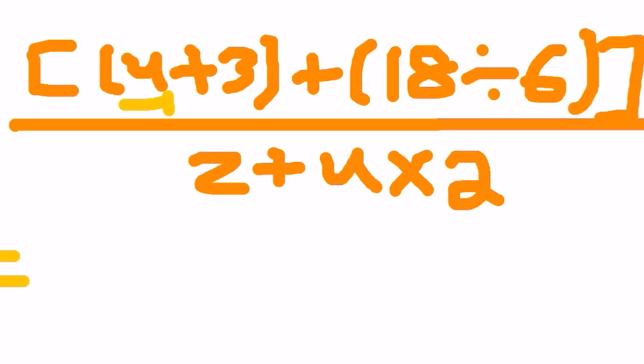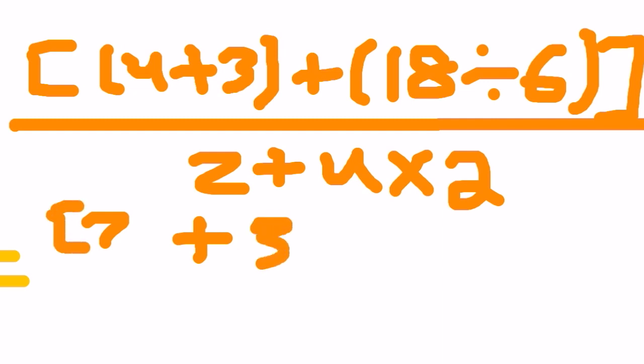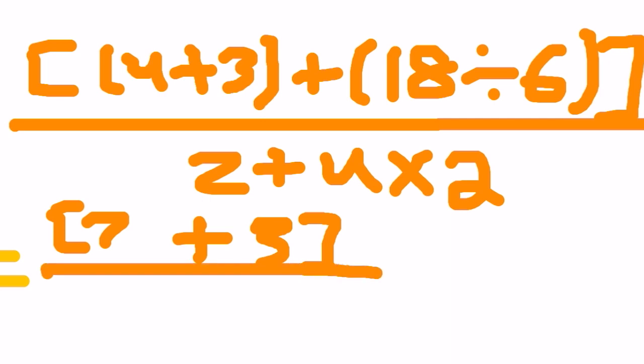Now we have this huge mama. So let's first do the two brackets, which we can actually do them at the same time. And let's do the multiplication on the bottom. These we can do basically together because they're not affecting each other. So 4 plus 3 is 7, 18 divided by 6 is 3, and 4 times 2 is 8.